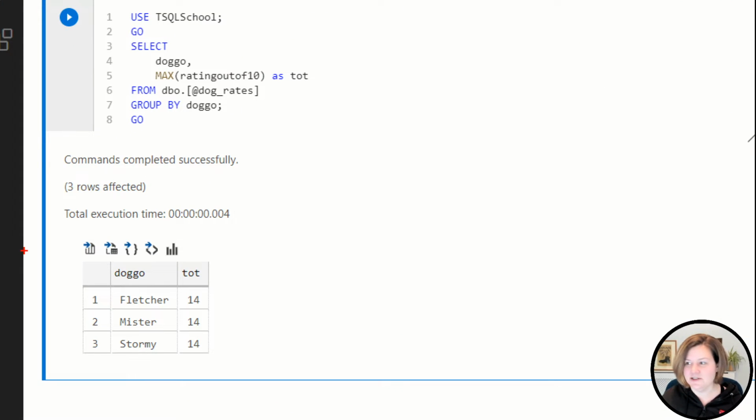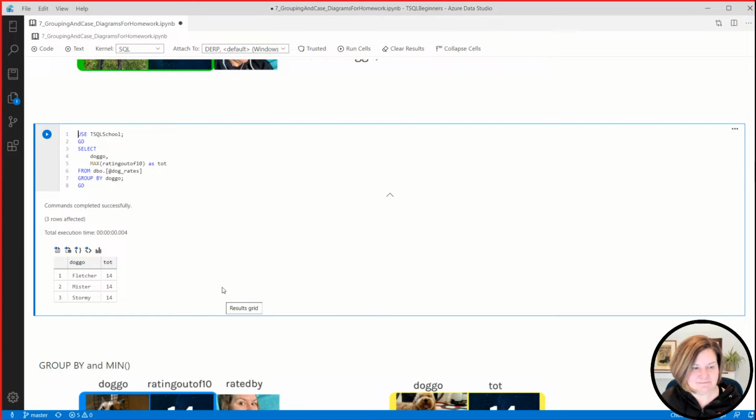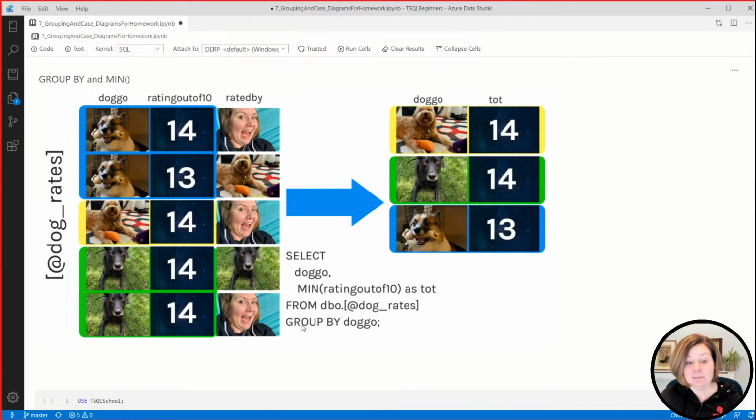Oh, just for fun, let's zoom. Zooming is fun. All right, minimum. Same thing, except it looks for the minimum. So we're doing group by the doggo again. We're doing the minimum rating out of 10. Whether it has 1 row or a million rows, it will find the minimum value, right? Even if multiple rows have that minimum value, it will just say, oh, well, that's the minimum. I will return just that value.